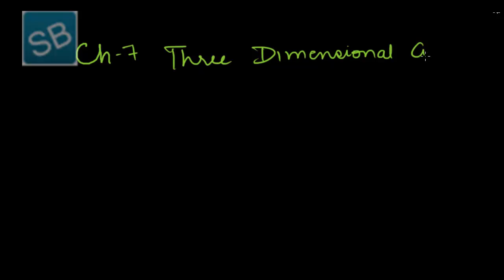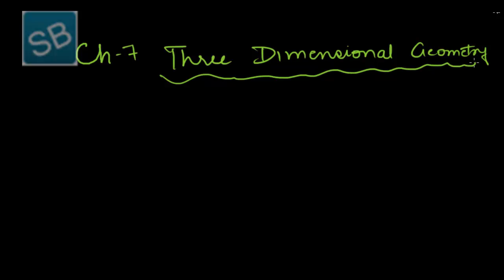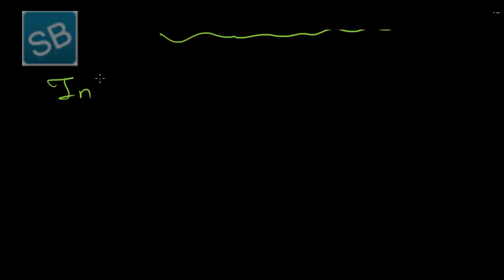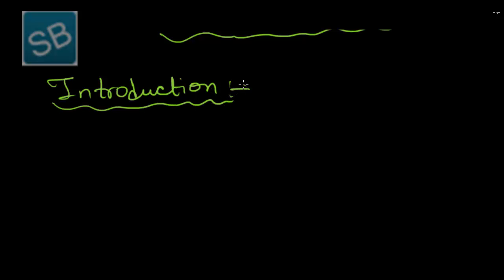Now we are going to start chapter 7, that is three-dimensional geometry. Three-dimensional geometry means geometry of three planes, that is directed in three directions. So it is called three-dimensional geometry.